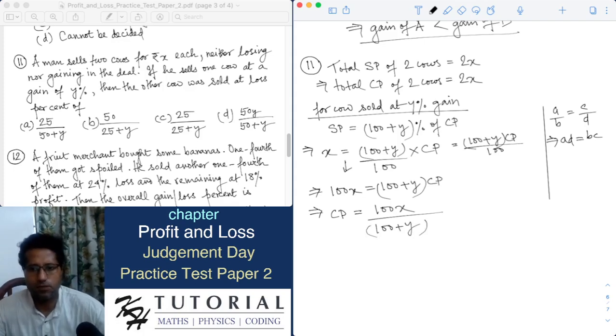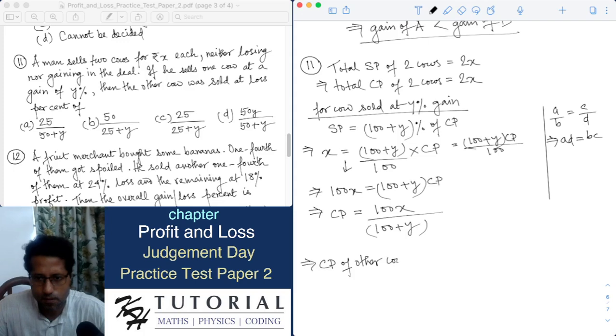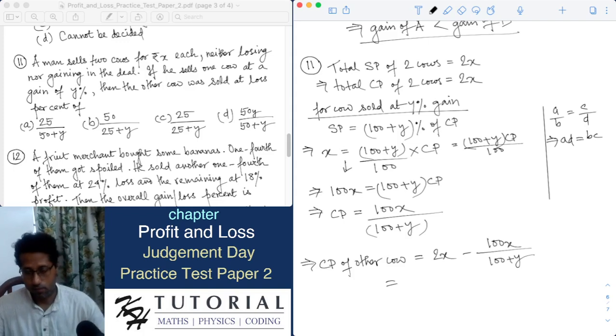Okay, we got the CP of the cow which was sold at y percent gain. Now we also know the total cost price of two cows is 2x. This implies the CP of the other cow will be 2x minus 100x divided by 100 plus y. 2x is the total cost price of the two cows.